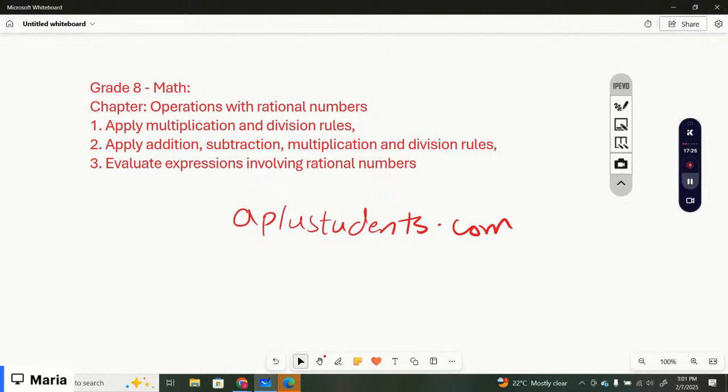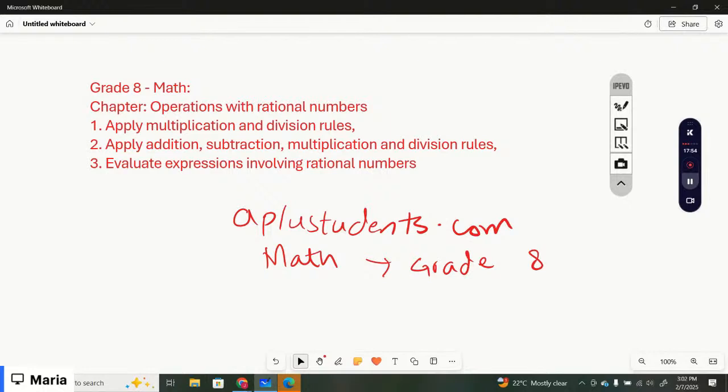We are here for grade 8 math. You can find all the lessons on aplusstudents.com. You have to log in there using your email address and password as provided by the administrator. Then you have to select math from the subject tab, scroll down to grade 8 math and then click on view all lessons.